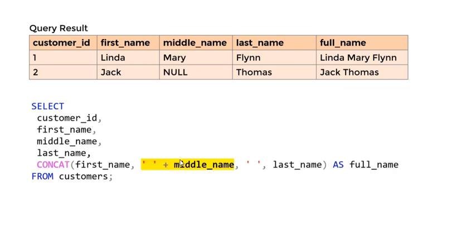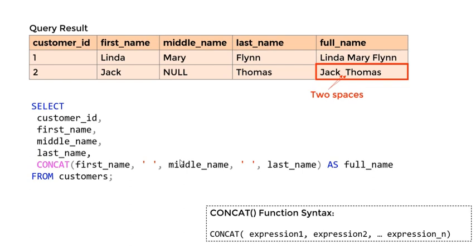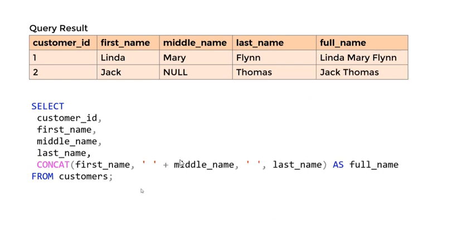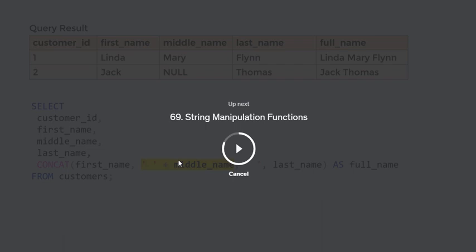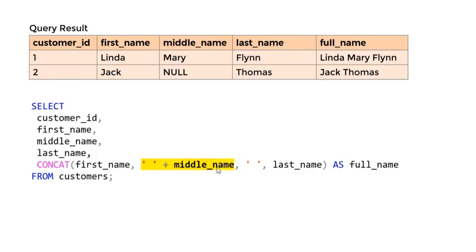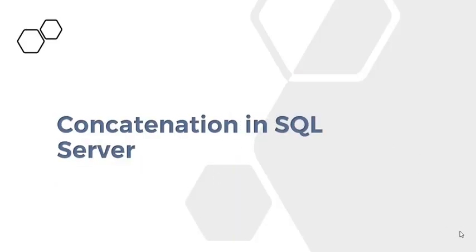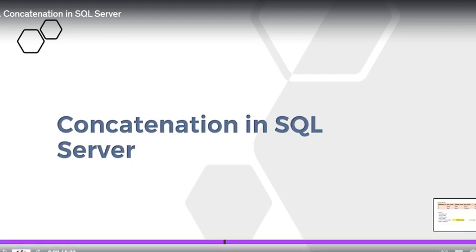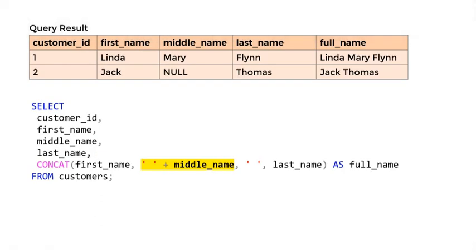Empty space plus middle name, two spaces. See, in this way you can use concatenate functions, right?